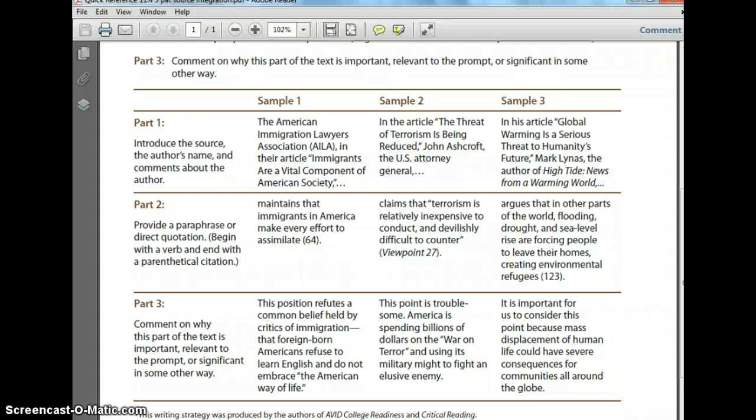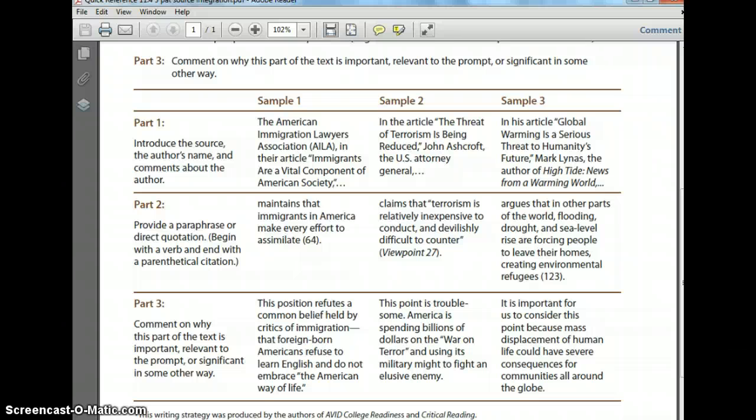So introduce the source. The American Immigration Lawyers Association, in their article, Immigrants Are a Vital Component of American Society. So you tell me what the topic is, you tell me where it's coming from, and sometimes you tell me who said it. Provide the paraphrase or the quote, and the page number, and then your comment.